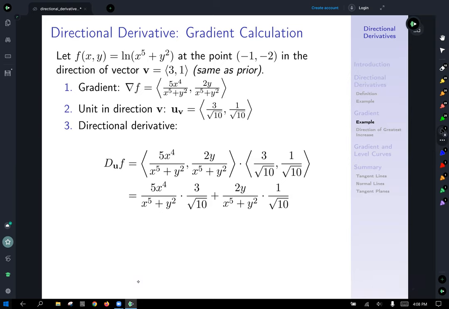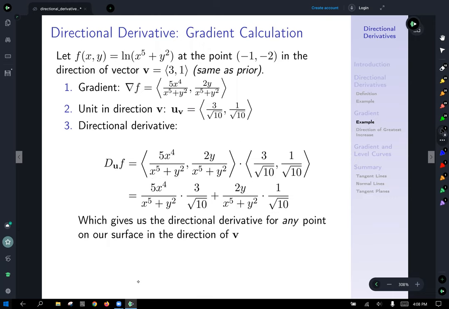Now we're going to dot these two vectors together. Remember the definition: the gradient being dotted with our unit vector. So there we go. And how do you take the dot product? Well, you multiply the components and add them together. Multiplying the x components together, we get this expression. Multiplying the y components together, we get this expression. Add them together, we get that. Now this gives us a function, a derivative in the direction of v, which gives a directional derivative for any point on our surface in the direction of v. What we don't have is the input point, but we could plug in any input point and get the directional derivative with respect to the direction v.